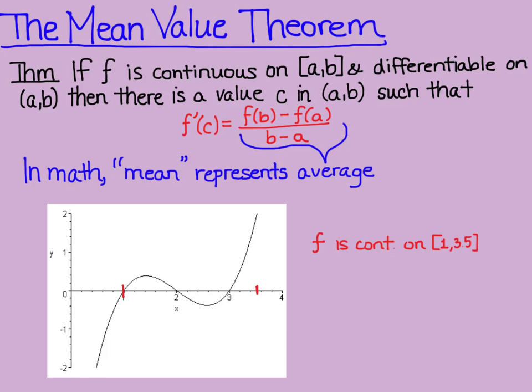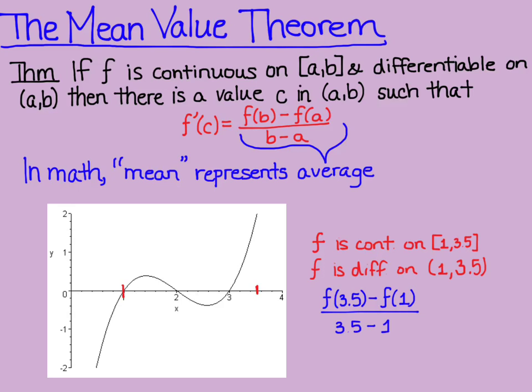Thus, if we look at the following picture, f is continuous over the interval from 1 to 3.5, differentiable from 1 to 3.5. So if we look at f of 3.5 minus f of 1 over 3.5 minus 1, we end up with the slope of this blue line here. What the mean value theorem says is that there's some x value c in between 1 and 3.5 such that the derivative at that point has the same slope as this blue line.